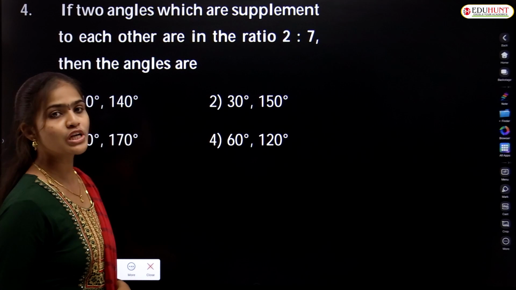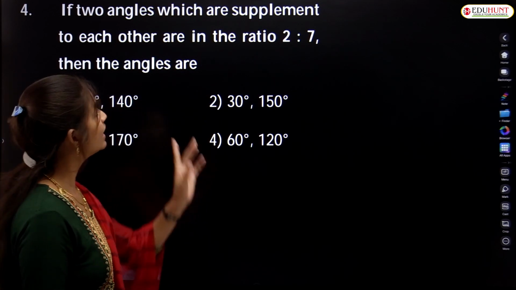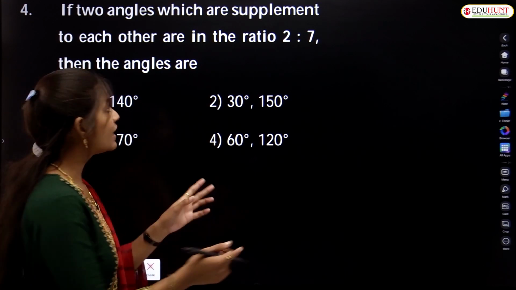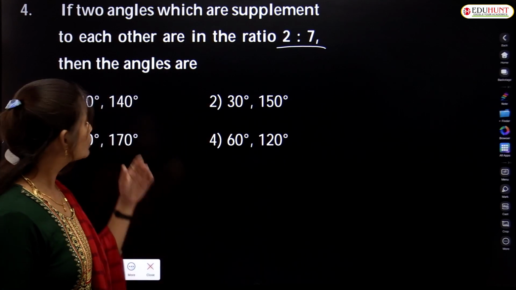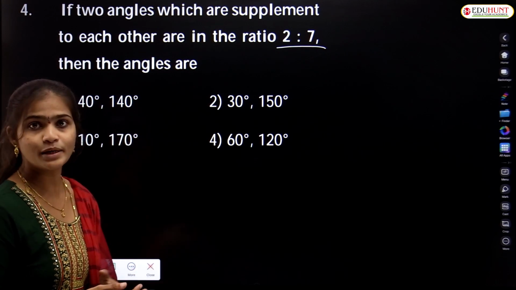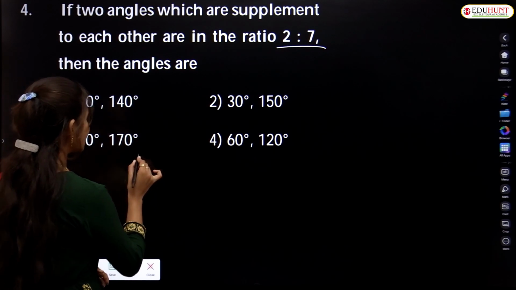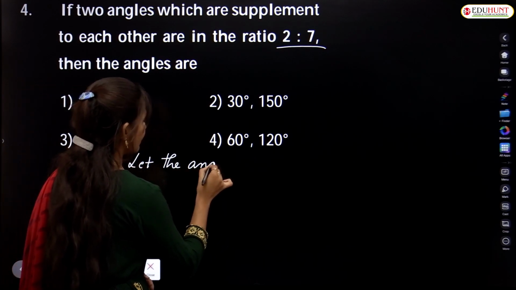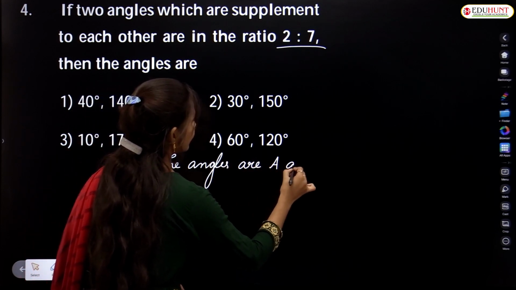If two angles are supplement to each other. In the previous one they gave complement to each other. Here they are saying that those two angles are supplement to each other. Now those two angles are in the ratio 2:7. Okay. So here again we need to find the angles, but here they didn't mention A and B like that, right? So here we can take any two angles. So let the angles be A and B.